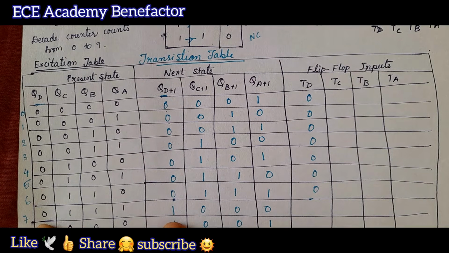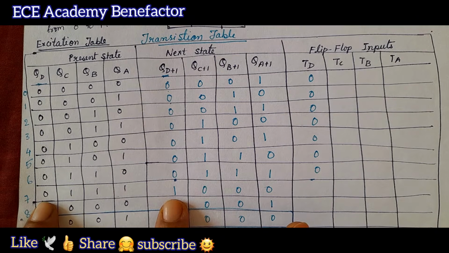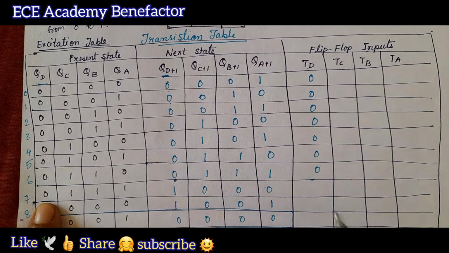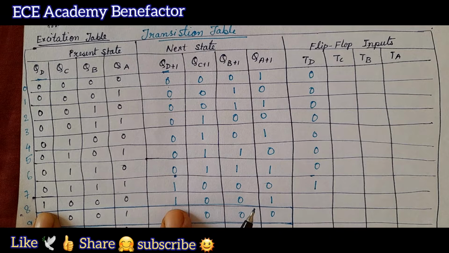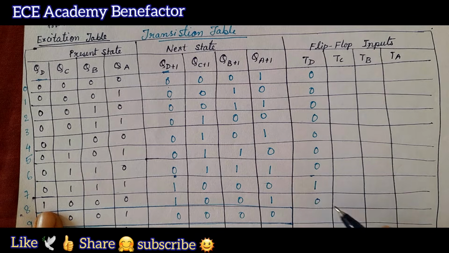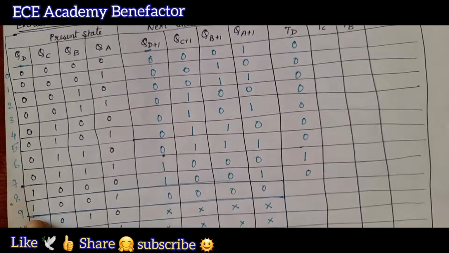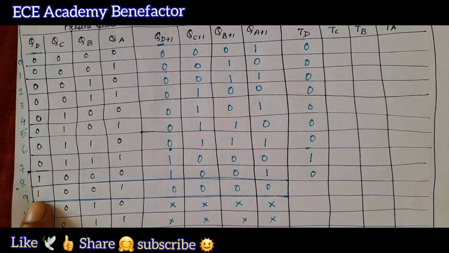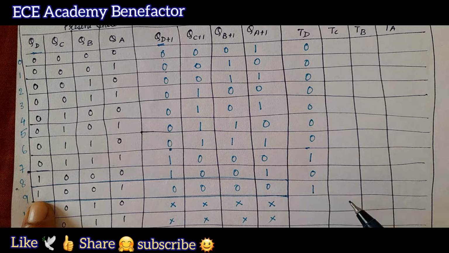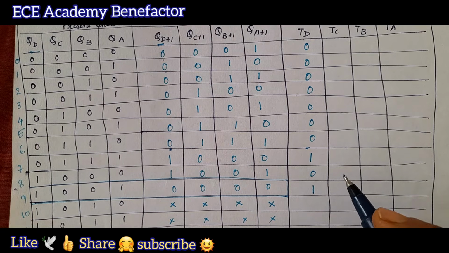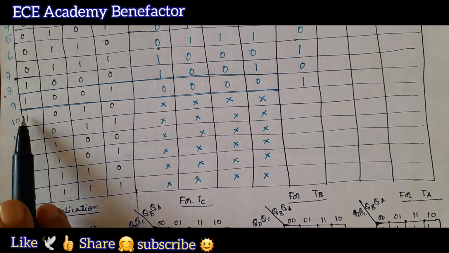Now, from here at 7th state, QD is 0 and the other one is 1. For 0, 1 there is a change. So, the output T will be 1. Now, here QD is 1 and QD plus 1 is 1. So, there is no change. This is 1, this is also 1. So, it becomes no change, so it becomes 0. Now, coming to this 9th state, here it is 1 and here it is 0. 1 and 0, there is change. So, when there is change, what will be the T value? It will become 1.